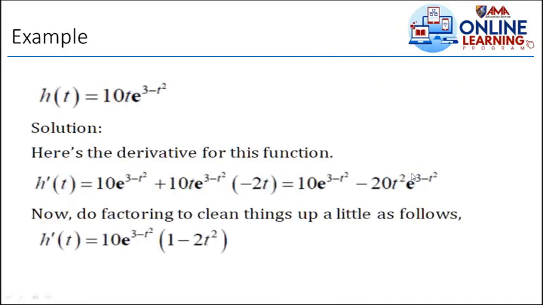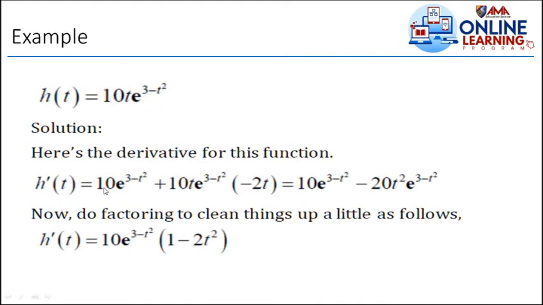Next, we have another example. H of t is equal to 10t e raised to 3 minus t squared. So we're going to apply the formula for the derivative. Okay, solution. Here's the derivative for this function. If we look at our equation, we have 10t e to the 3 minus t squared. So it's a combination of u and v. So u and v, we have v du plus u dv.